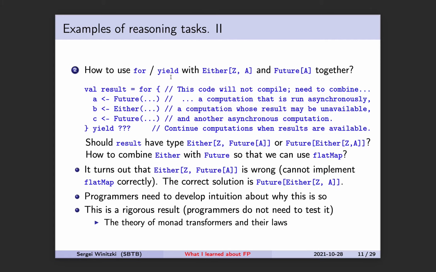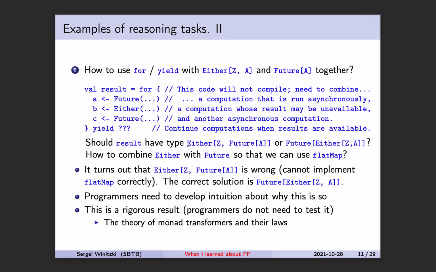A second example of a reasoning task is that suppose you have code where you want to combine a future and an either in a single for yield structure. So you have a computation that is run asynchronously, you have another computation that could produce an error of a certain kind, and again a computation that can run asynchronously. So this certainly won't compile. So you need to replace these type constructors with something else, but with what?